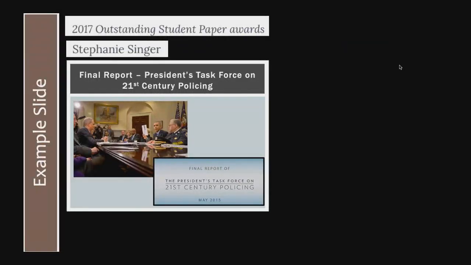So this is an example from one of the Outstanding Student Paper Award winners. This is an example of an introductory slide that I thought was quite good. Clearly this presenter wanted to talk about some sort of issue relating to policing, and they have this nice little hook, which is always a great thing to have. So they bring in a real-world document, the President's Task Force on 21st Century Policing, to hopefully frame the importance of what it is that they're going to be discussing on that day.